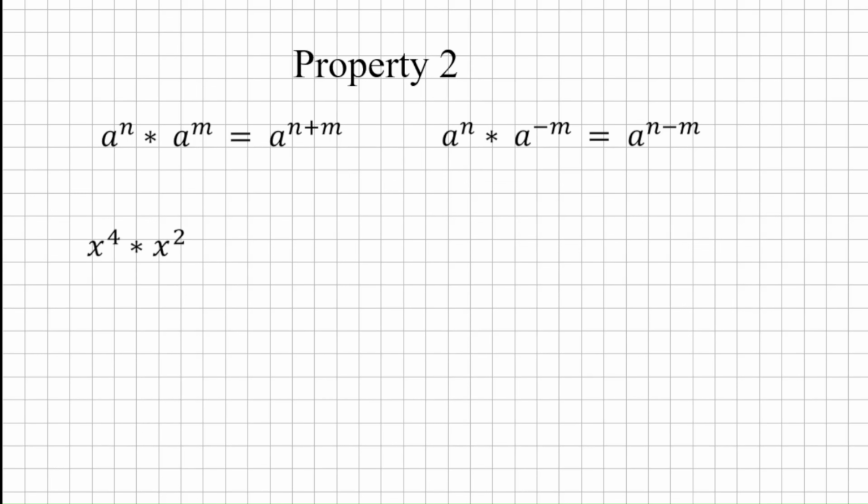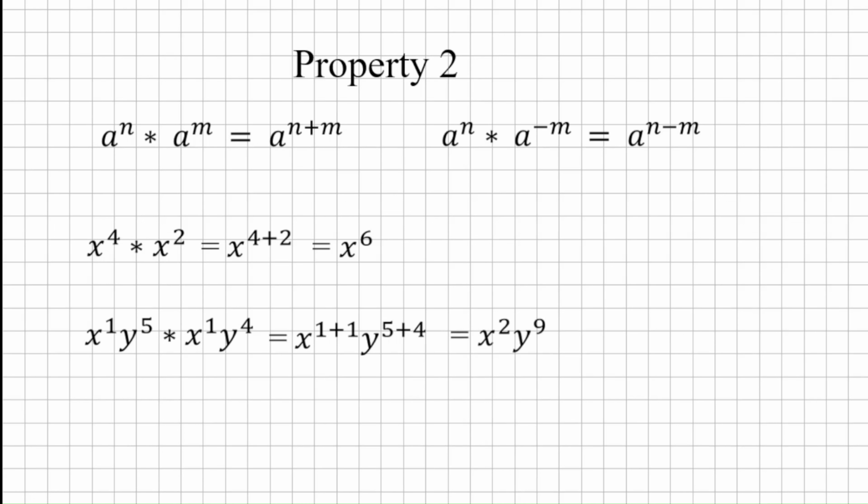X raised to the power of 4 multiplied by x raised to the power of 2 is equal to x raised to the power of 4 plus 2, or x raised to the power of 6. To calculate x times y raised to the power of 5 multiplied by x times y raised to the power of 4, the exponent of x is 1 plus 1, and the exponent of y is 5 plus 4. The result is x squared times y raised to the power of 9.